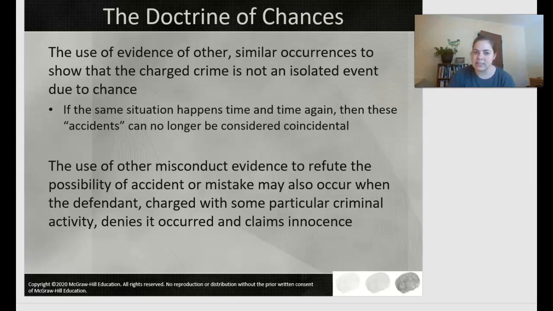The doctrine of chances is the use of other evidence of similar occurrences to show that this was not an isolated event due to chance. So this is often another way of showing that this cannot have possibly been an accident because of these other similar occurrences. And again, we think circumstantial evidence in general is often designed to get at this type of events where we don't have a piece of direct evidence, and so circumstantial evidence is just really effective here, and it's permissible as well.